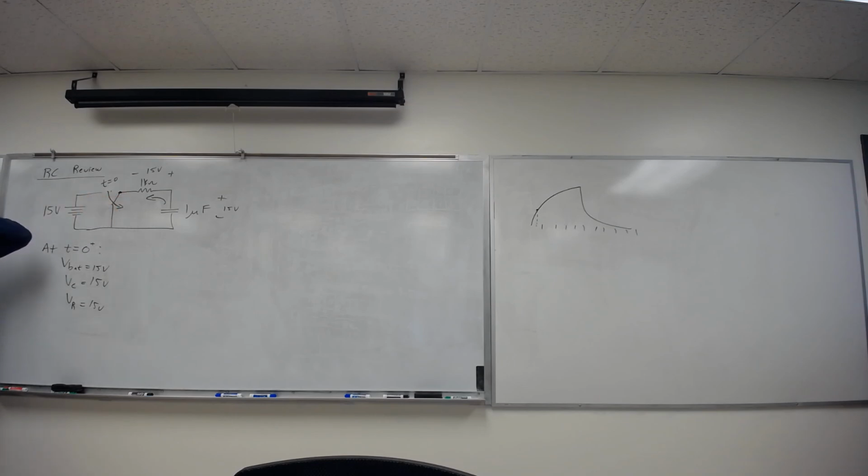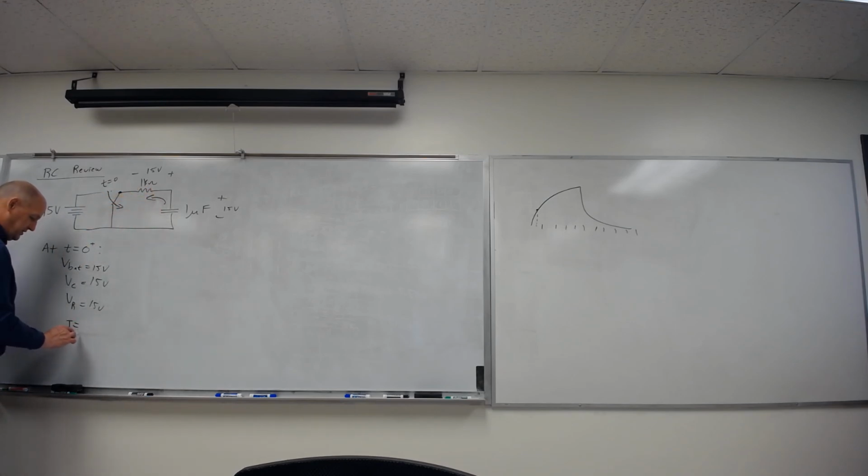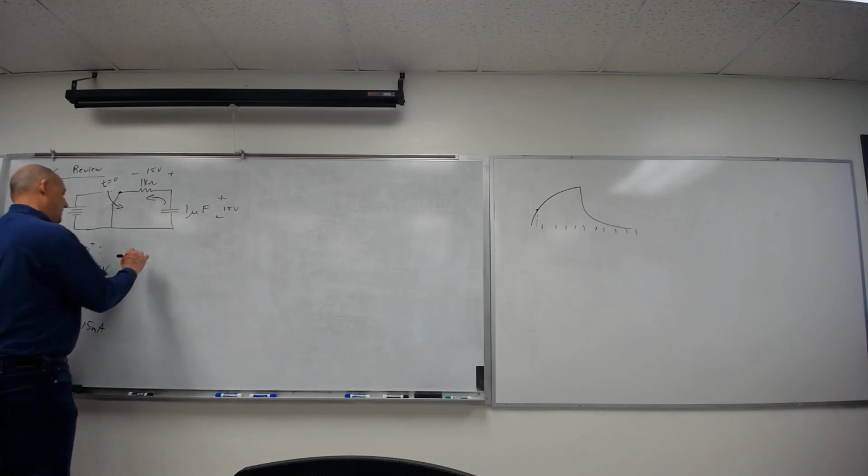And what will happen now is because this is positive, this is negative, the positive would like to come over here. It will just start going through the resistor. So my current, the instant I switch there, is going to be 15 over 1 kilohm, so you get 15 milliamps.